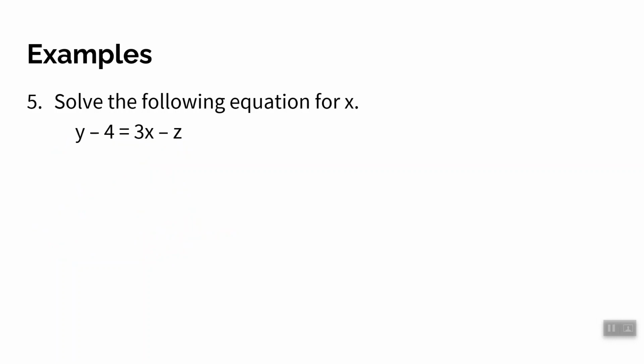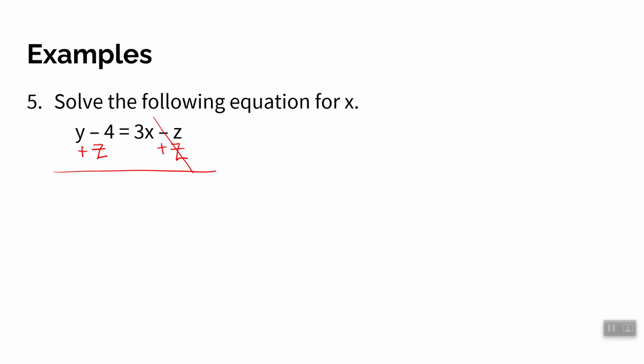Solve the following equation for x. Y minus 4 equals 3x minus z. So you can see on the right-hand side there's a z being subtracted from the 3x term, and there's a 3 that's being multiplied by the x. So we're going to have to undo subtraction of the z first by adding z to both sides.